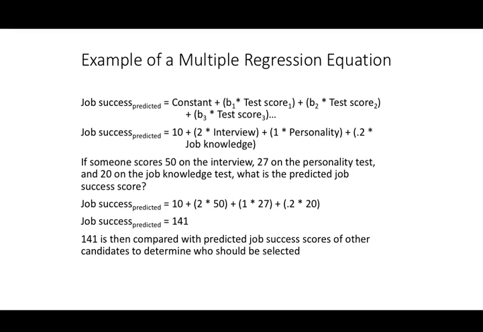So you might have another candidate who had 40 on the interview, 30 on the personality test, and 10 on the job knowledge test. And then you would plug all those numbers in, and you would see how they would score on it and whether or not they would beat the 141. And so once you have your list of people, you rank them. And as I said, you try to pick the ones with the top scores to make offers to.